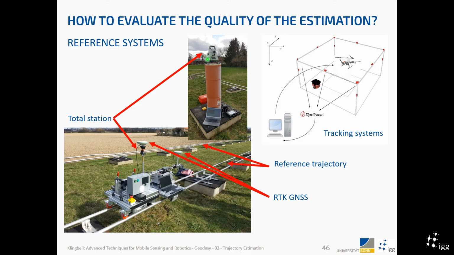Another thing which we could do is use a total station, as shown in this example here. This is a total station. There's a prism here, and then you could use this for tracking the system as a reference trajectory. Here, the biggest problem is the time synchronization, because time synchronization between the total station and the estimate of the system is not a trivial task. We will talk about it in some of the future courses.